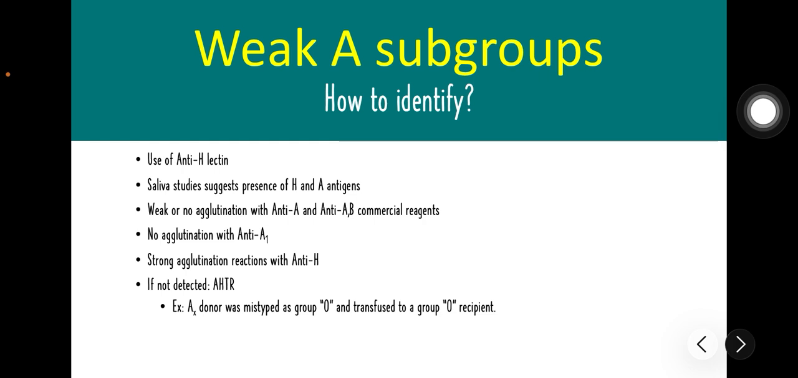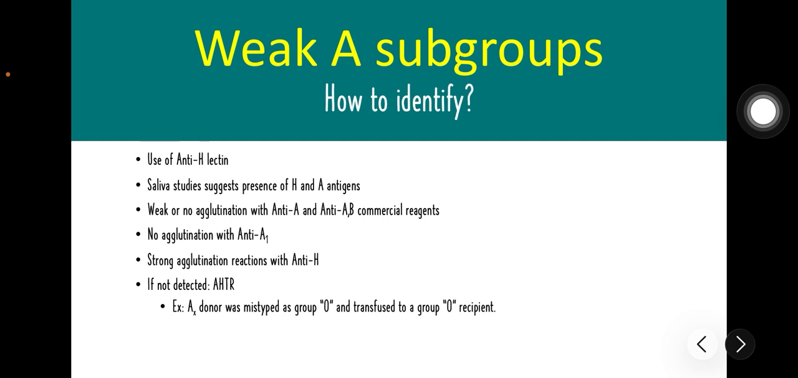So to identify weak A subgroups, which occur in less than 1% of the population, we should follow a systematic process of serologic testing to resolve ABO discrepancies. These subgroups are characterized by a significantly reduced number of A antigen sites on the red cell membrane, which will lead to weak or missing reactions in routine testing. So how are we going to resolve this? The first thing is to recognize the ABO discrepancy.